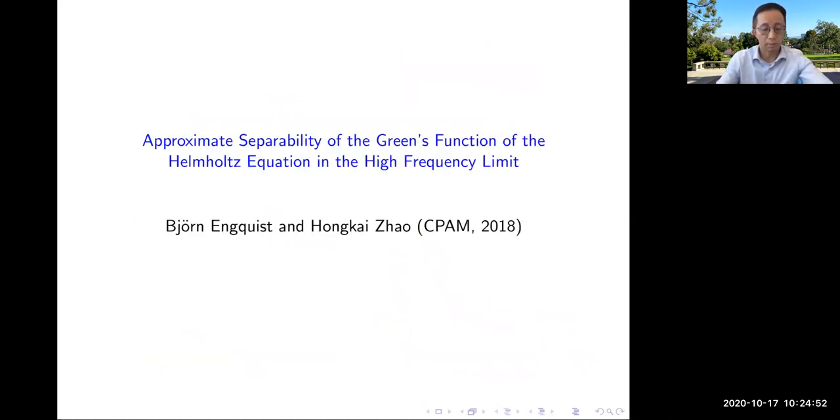Okay, sorry, time flies again. So I think this comes to a more technical topic. Here I told you all the good story about the elliptic equation. It's no wonder there are so many efficient algorithms for it. But if you transition to something different, where things are very different. Here we're talking about the Helmholtz equation in the high frequency limit. This is John's work with Bjorn Engquist.